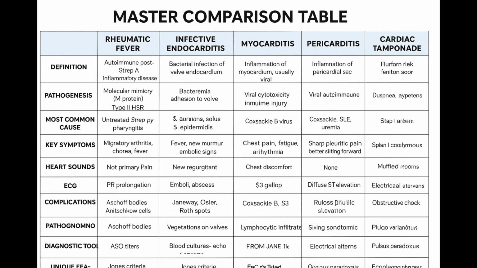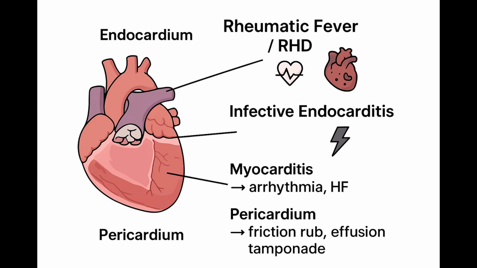That was an incredible tour from the inside out, from the structure to the emergency. We started at the door with rheumatic fever's molecular mimicry and infective endocarditis' microbial vegetations, and those classic signs like Osler nodes. Then we went to the engine, myocarditis, driven by viruses like Coxsackie B, leading to arrhythmias and long-term dilated cardiomyopathy. And we finished with the bag, pericarditis, with its positional pain and friction rub, and its ultimate emergency, tamponade, which you diagnose with Beck's triad and pulsus paradoxus.